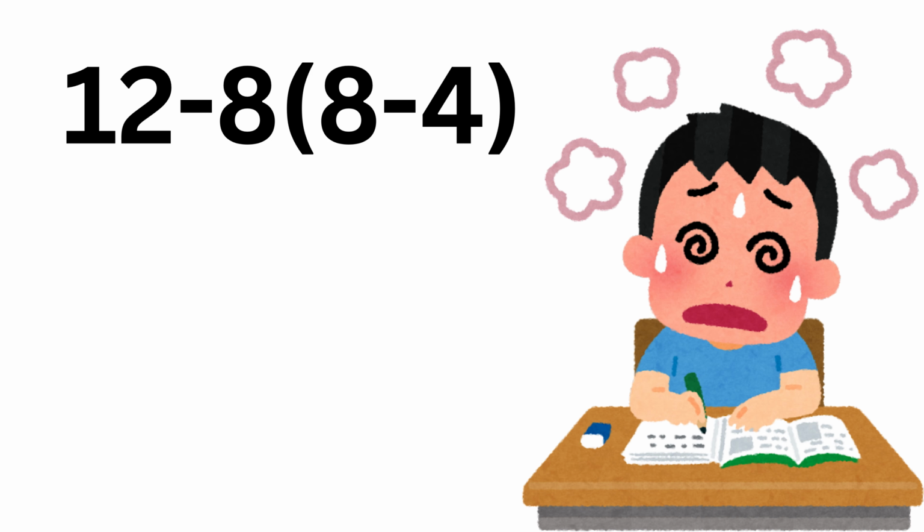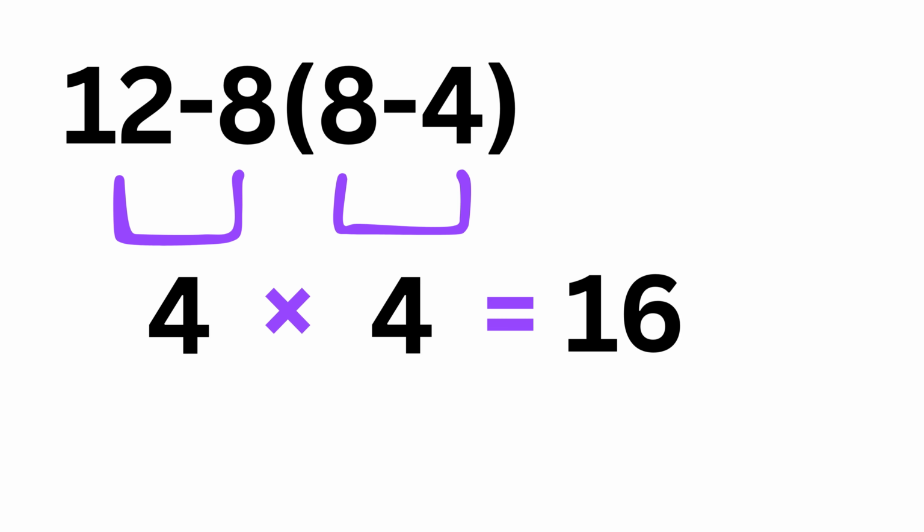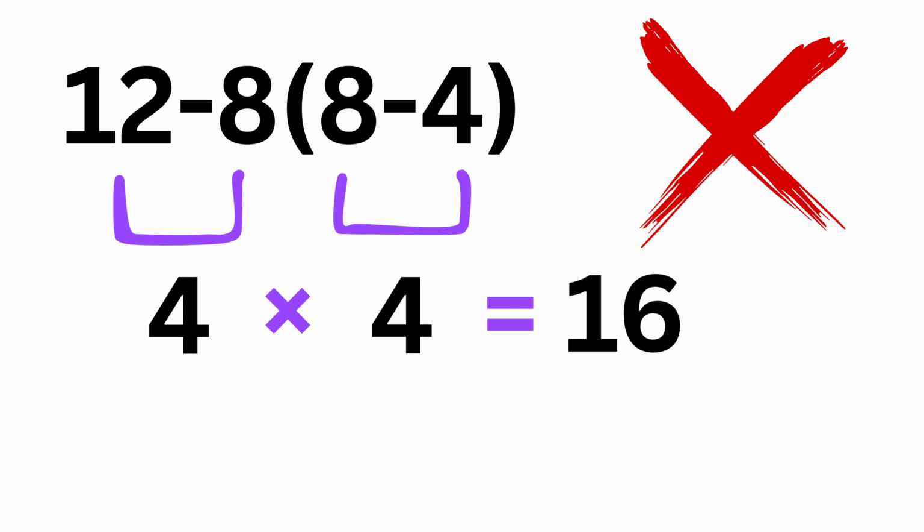12 minus 8 times 8 minus 4. 12 minus 8 is 4, and 8 minus 4 is 4. So we have 4 times 4, which equals 16. But this answer is incorrect.